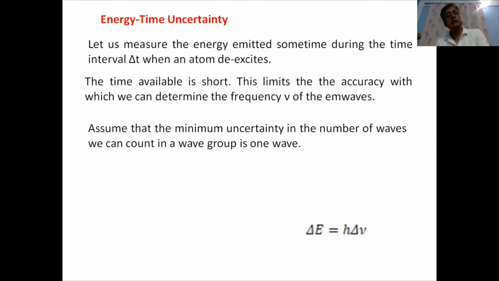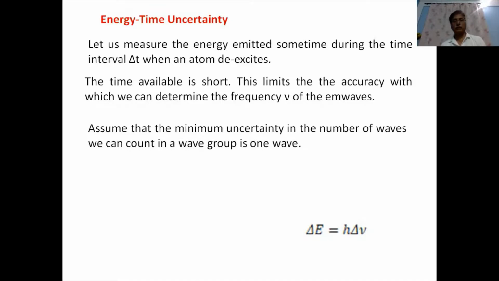Now let us consider another frame, that is energy-time uncertainty. In this case, we try to measure the energy emitted sometime during the time interval delta t when an atom de-excites. When we give energy to the atom, its electrons go from the ground state to the excited state. They stay there for some time, and when they come back from the excited state to the ground state, they emit a photon. So this time interval that the electron stays in the excited state is very small. So the time available is very short. Hence, this limits the accuracy with which we can determine the frequency nu of the electromagnetic waves being emitted.